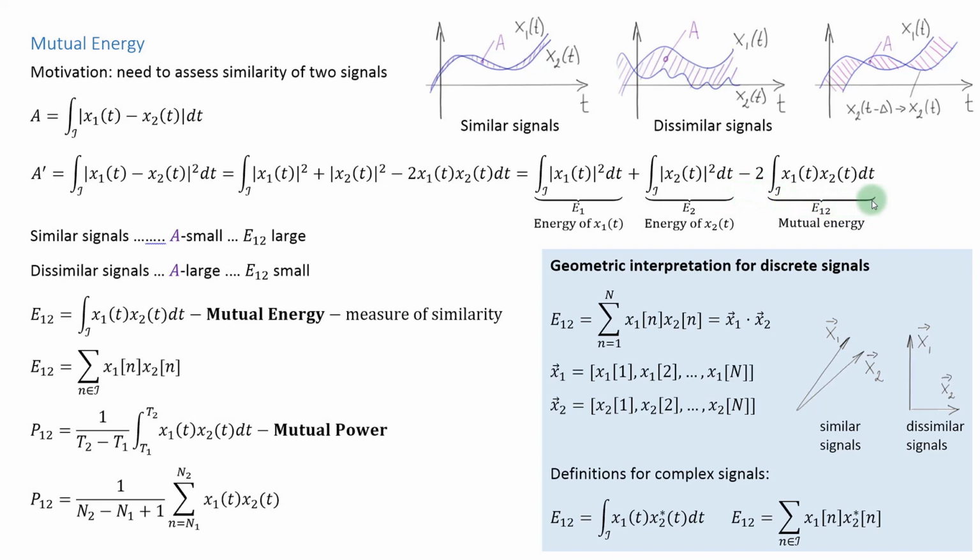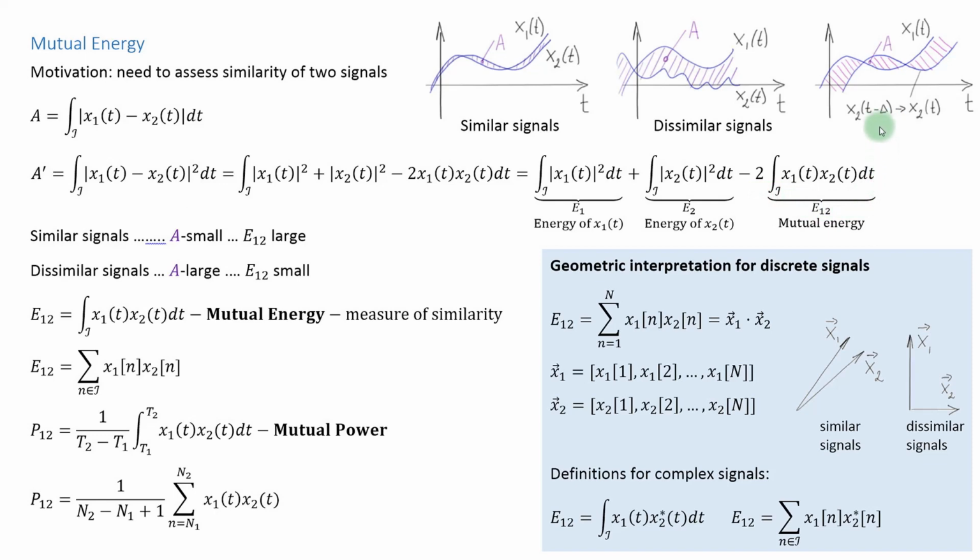And how does it change? Well, if this gets bigger and this does not change, then the mutual energy must be getting smaller because it has the negative sign in front of it. So if the signals are getting more and more dissimilar, this area is getting bigger, the value of this integral is getting bigger, and the value of the mutual energy is getting smaller. Thus, dissimilar signals will give us smaller mutual energy.